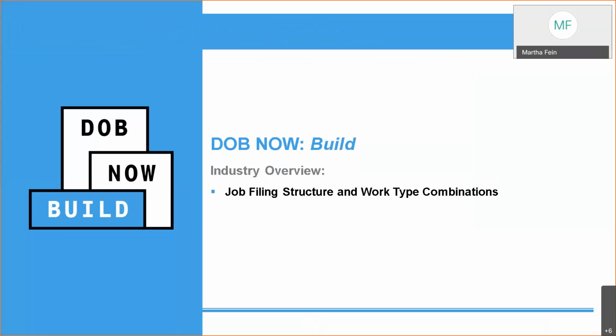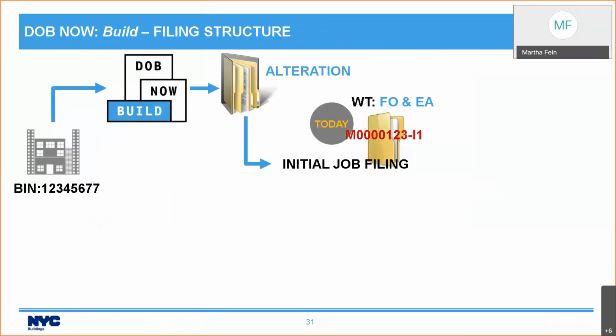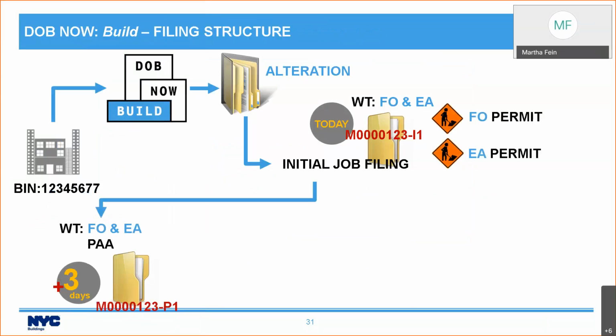So let's talk a little bit about the release and what's coming. Our filing structure. For one bin, your initial alteration filing job, you can file today and get permits for the 2 work types. 3 days after the job filing is approved, you may realize, hey, you know what? I need to make a change. So you can file a post-approval amendment.